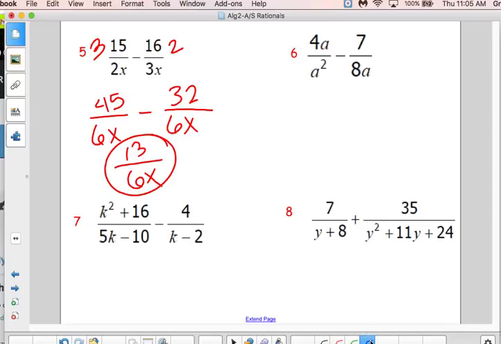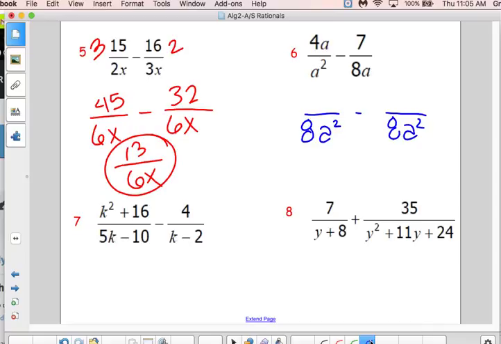Next one. Step 1, do they have a common denominator? No. Step 2, what would it be? So look at your numbers first. What number can they both be made into? 8. It's really nice when you have a 1 on some of them, because 1 can be made into anything. Variable-wise, what can they both be made into? a squared.